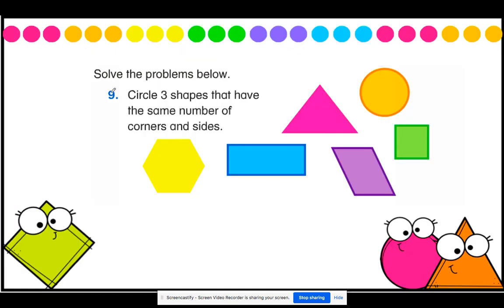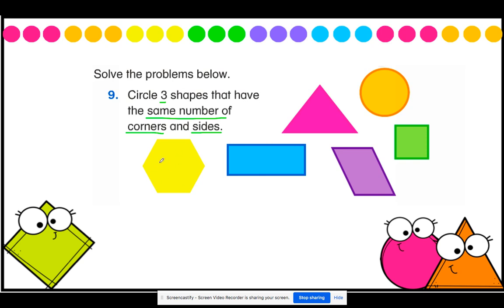All right. It says to solve the problem below, it says to circle 3 shapes that have the same number of corners and sides. So they need to have the same number of corners as they do sides. All right. So only 3 of the shapes will have all of the same numbers, the same number of corners and sides. So let's think about the shapes that we have here.